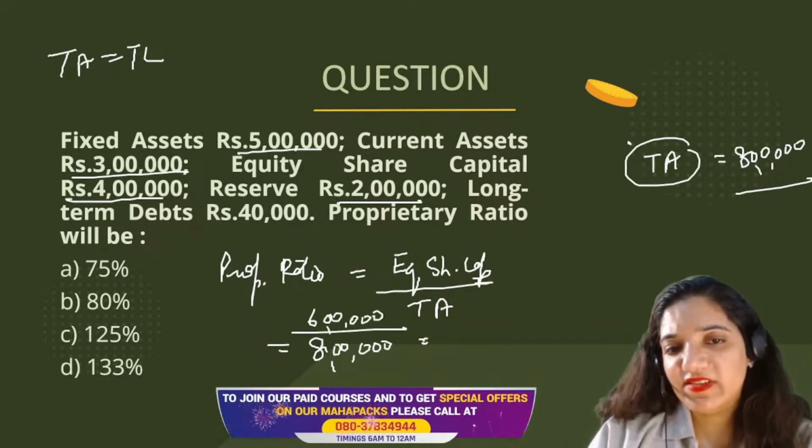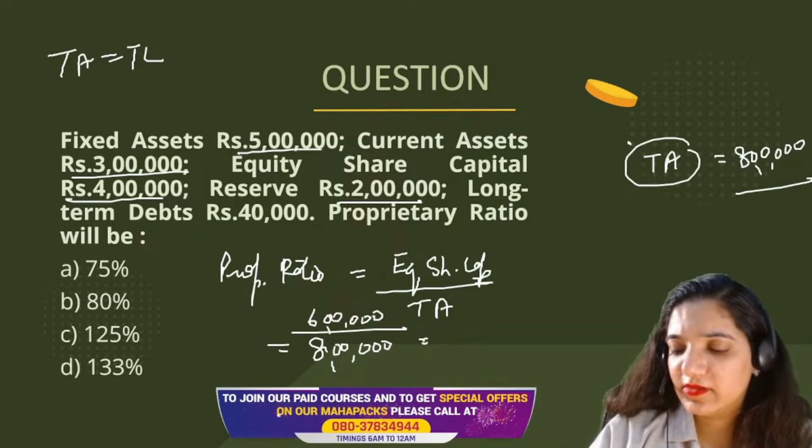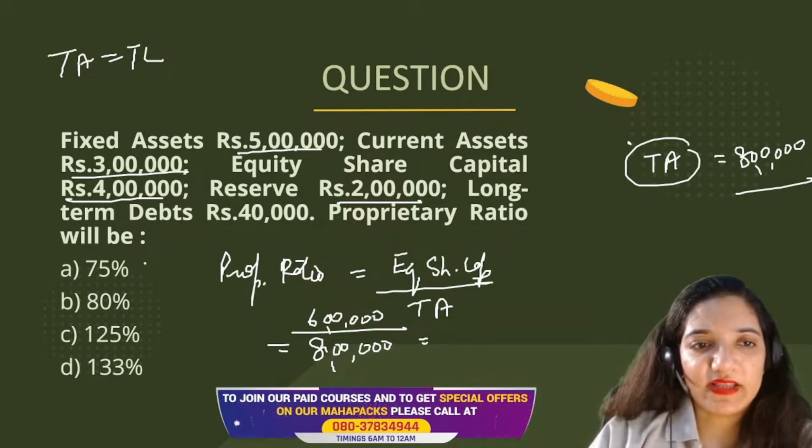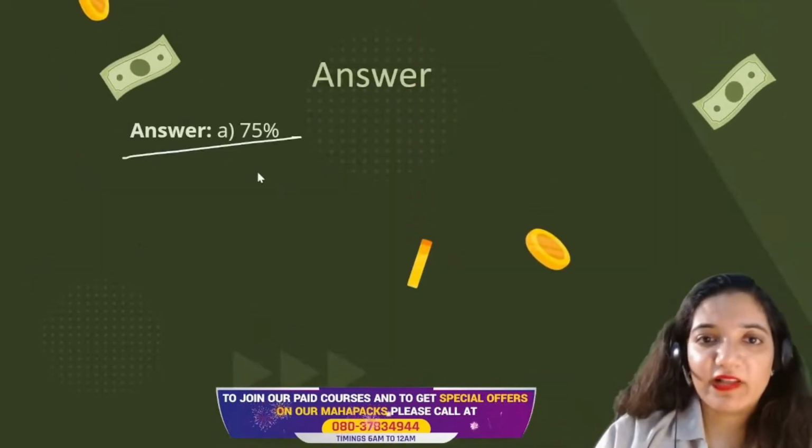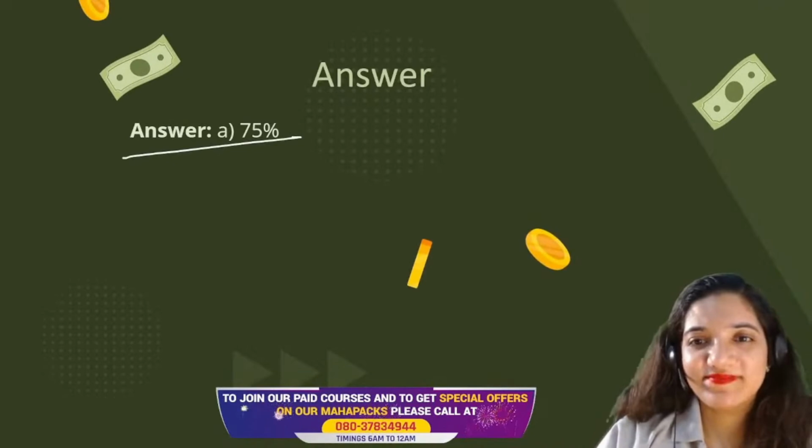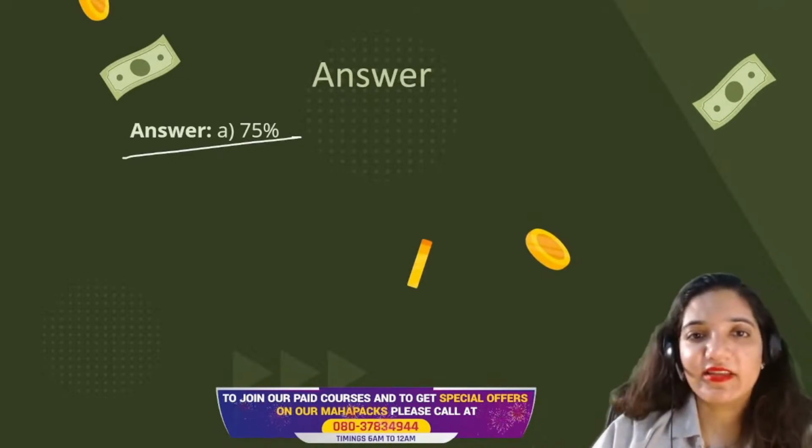So this comes out to be 6 divided by 8, that is 0.75, or I can say 75%. So the proprietary ratio is normally calculated in percentages. Done everyone? Let's look at the next question.